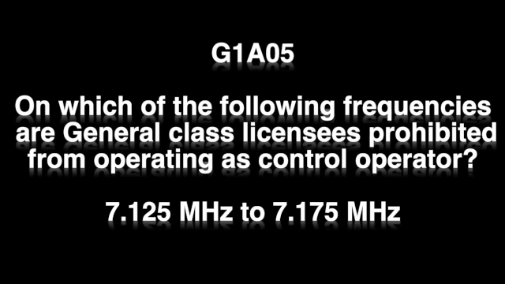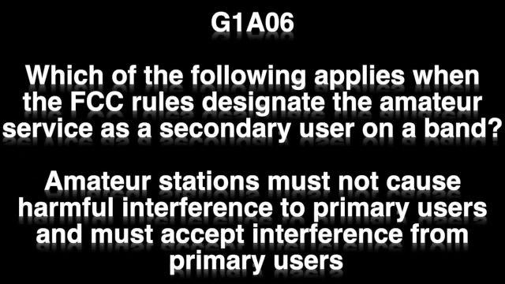G1A05. On which of the following frequencies are general class licensees prohibited from operating as control operator? 7.125 MHz to 7.175 MHz. G1A06. Which of the following applies when the FCC rules designate the amateur service as a secondary user on a band? Amateur stations must not cause harmful interference to primary users and must accept interference from primary users.